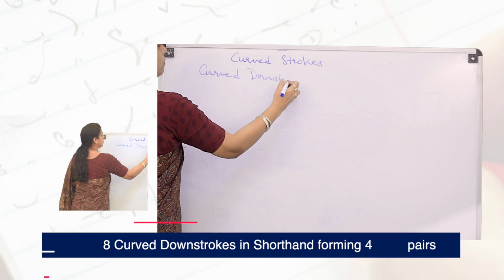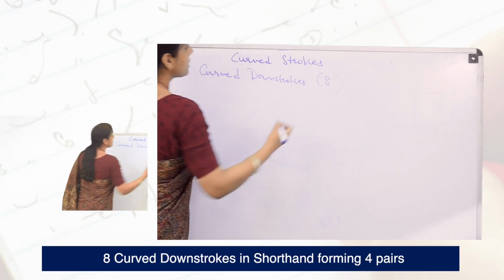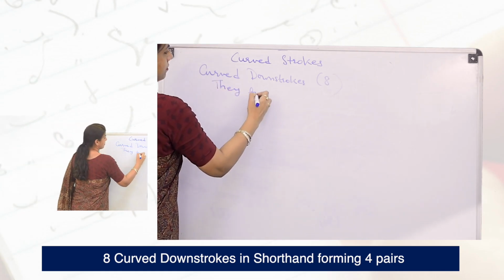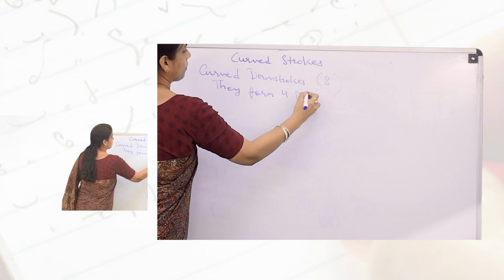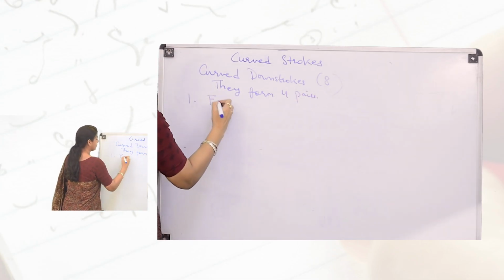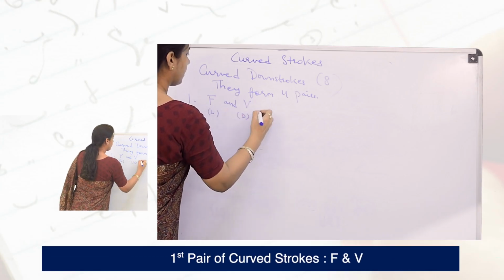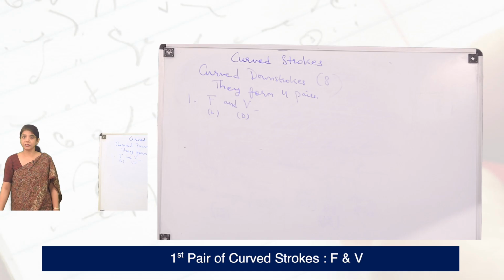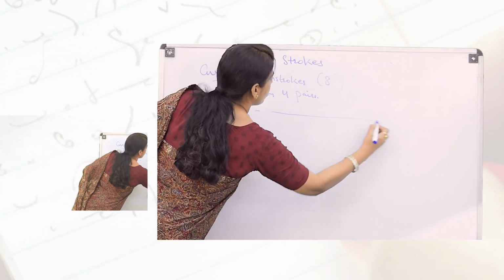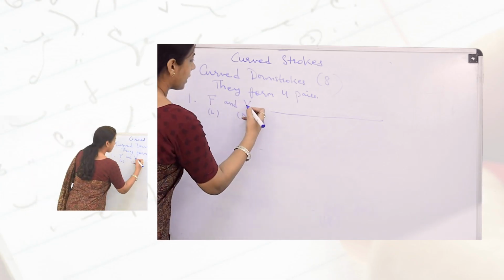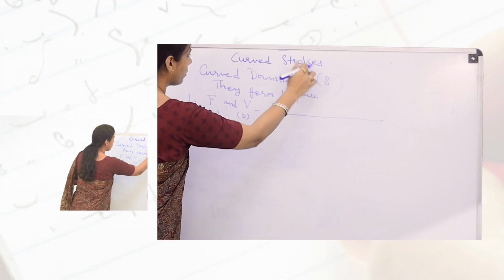We'll be doing the curved downstrokes first. In total we have 8 curved downstrokes in shorthand, and they form 4 pairs. First pair, F and V. F is a light consonant, V is a heavy consonant. So just look at the outline, how we are going to form a sign for F. It is a curved stroke, curved downstroke.